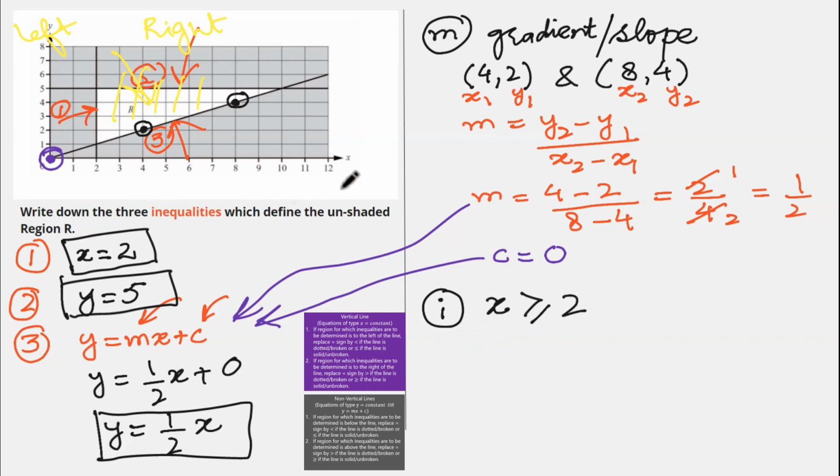If your line is broken, then you don't put this equal to sign. You just write x greater than 2. Now the second inequality.